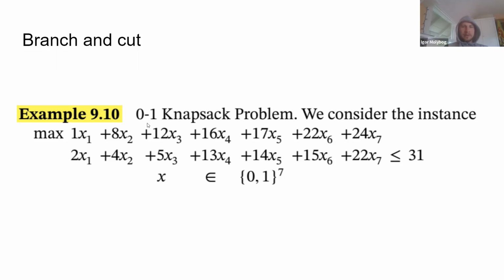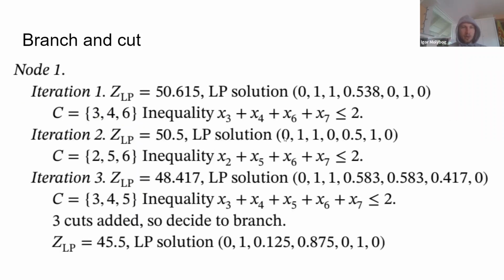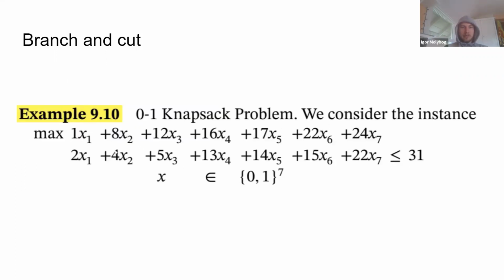So we are considering the 0-1 knapsack problem that has a particular objective function and a single constraint, right? And it's defined over 0-1 to the 7th degree. So our first node in the branch and cut. Branch and cut, just like branch and bound, also consists of nodes, but we also add some iterations to our nodes. The first node is just the problem as it is.